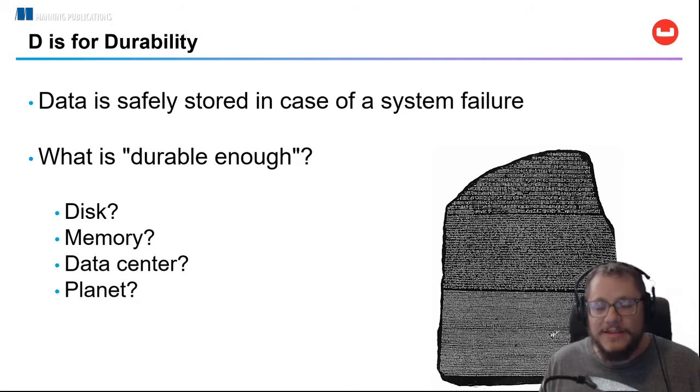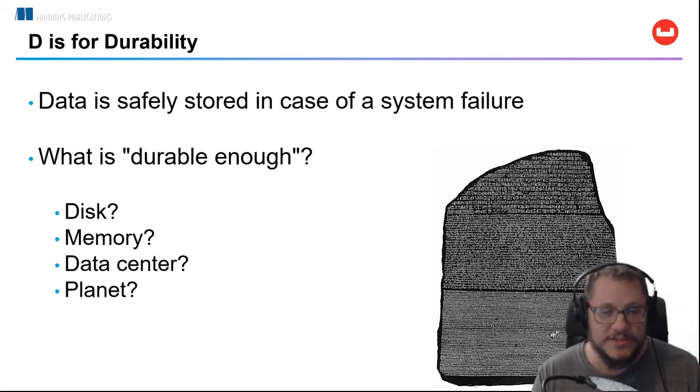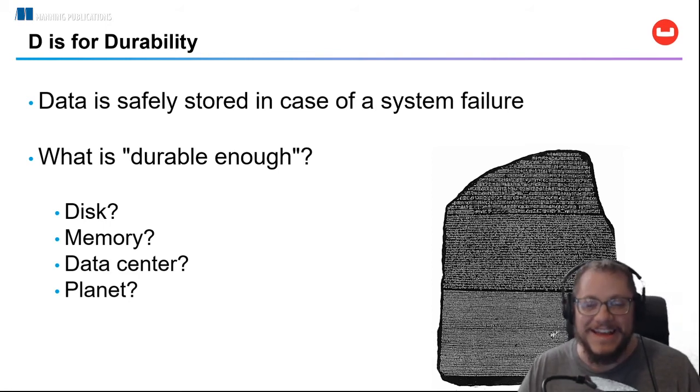What if the entire data center goes down? So Amazon East all goes down, and our data is going down with it. So maybe a data center itself isn't durable enough. We have to have a West and an East data center. What if the planet blows up?